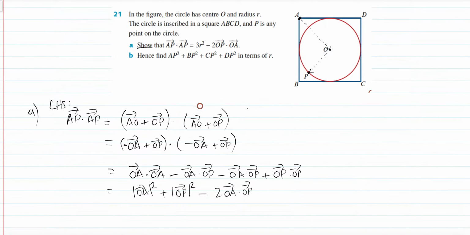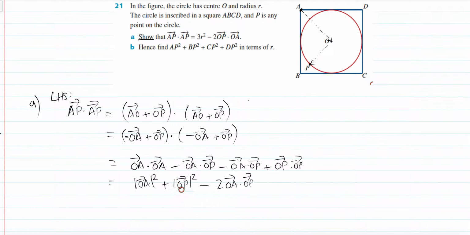Then we just take a glance at what the right-hand side looks like, and you can already see there is a 2 OA dot OP. That is your negative 2 OA dot OP. So we got that part down. We just need to get the 3R squared. The 3R squared logically should come from these two magnitude squares right here. So how do you get that? Let's look into it.